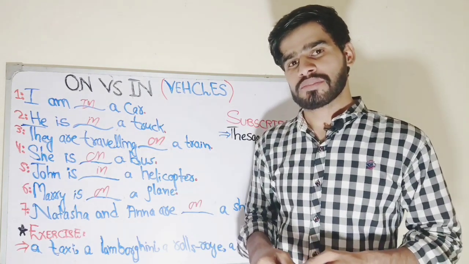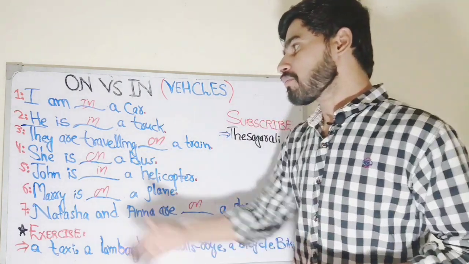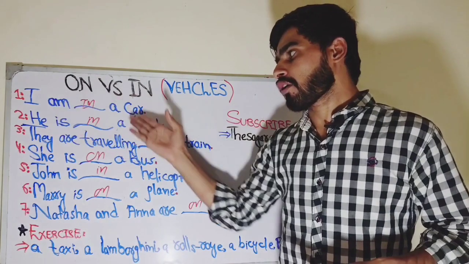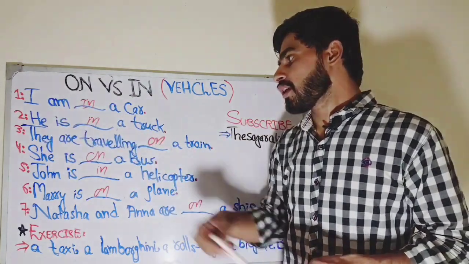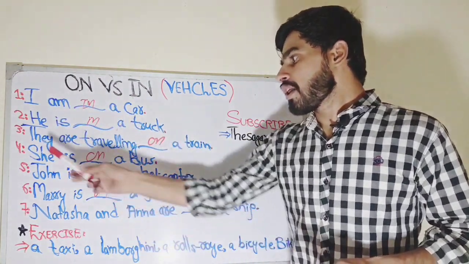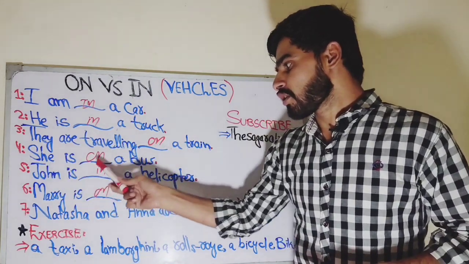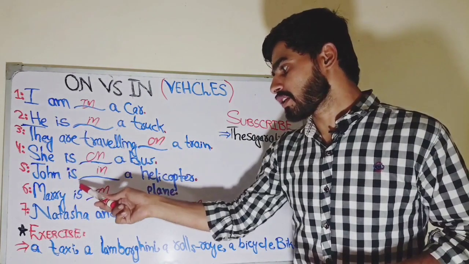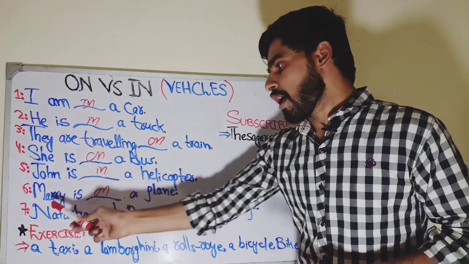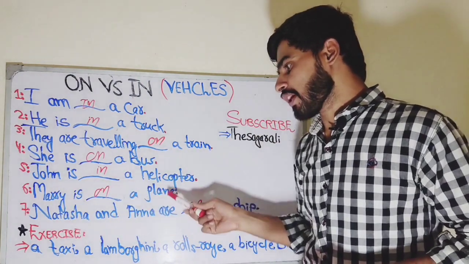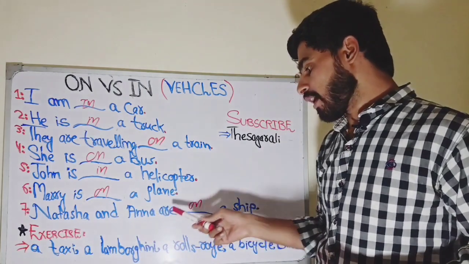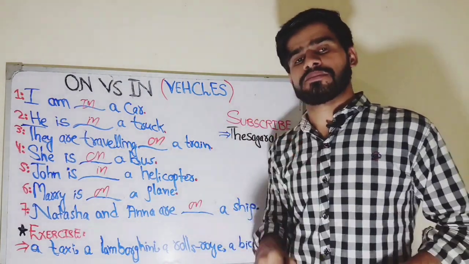That's all from me. Let's recap it. I am in a car. He is in a truck. They are traveling on a train. She is on a bus. John is in a helicopter. Mary is on a plane. Natasha and Anna are on a ship.